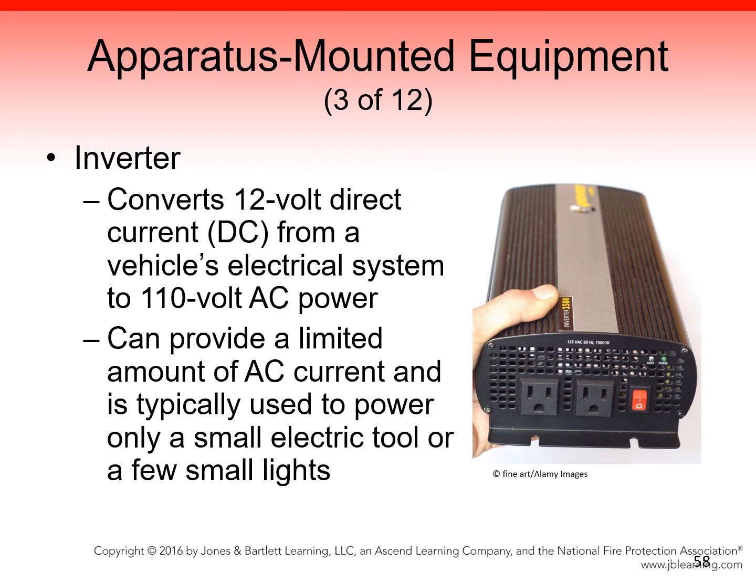An inverter can provide a limited amount of AC current and is typically used to power only a small electric tool or a few small lights. It does not produce enough power to operate the high-powered lights that are usually used to illuminate an emergency scene. Drawing too much current from an inverter can seriously damage it and other electrical components on the apparatus. Given the limitations of inverters, the most common power source for fire apparatus is the generator.